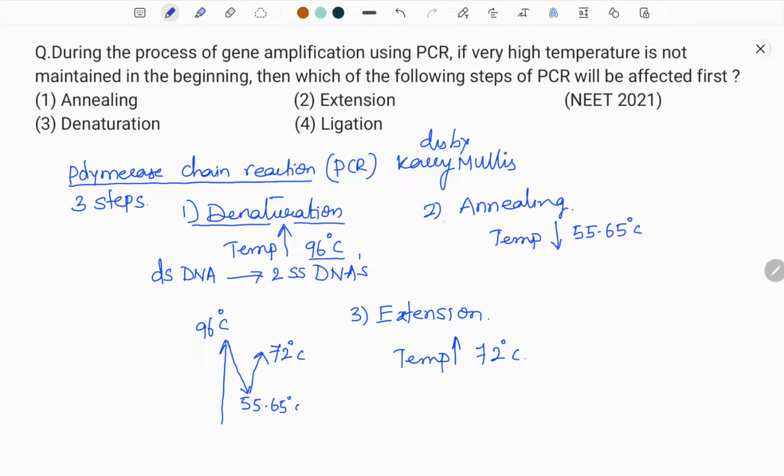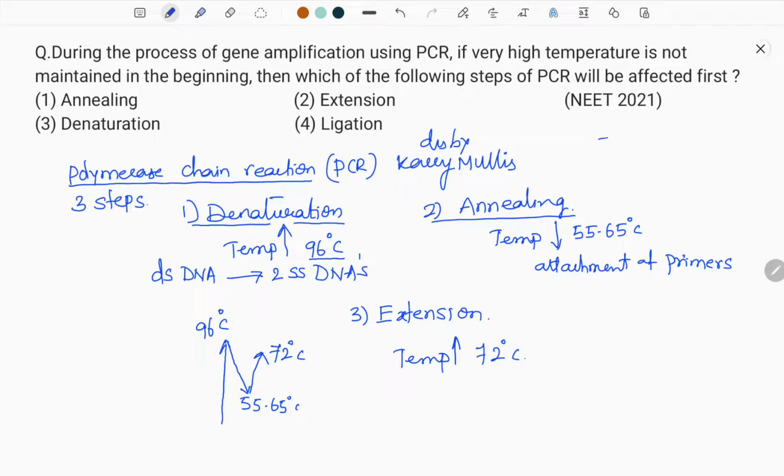The second step, as I told you, is annealing. What happens in annealing? We attach the primers. When we reduce the temperature, primers are attached. What are primers? Primers are small fragments of oligonucleotides that are attached at the 3' end of the template strand.